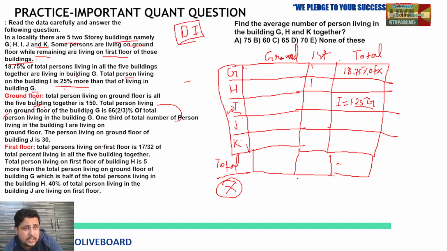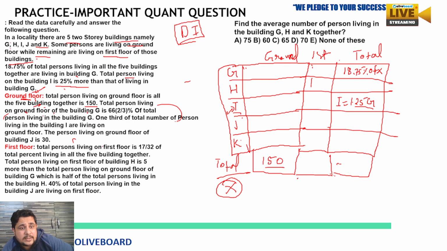Now they are talking about some other data. Ground floor. So they will give us some ground floor detail. Total persons living on the ground floor in all five buildings together is 150. So in all five buildings together, how many persons are there? 150. So 150 total on the ground floor. So we can put the total number of persons on the ground floor, that is 150. Fine.